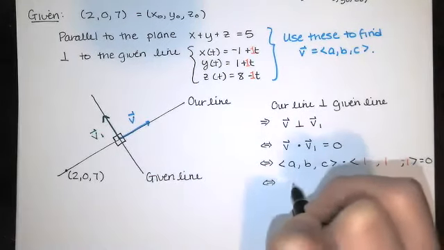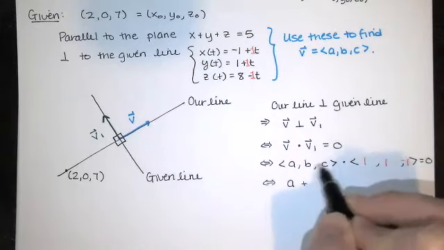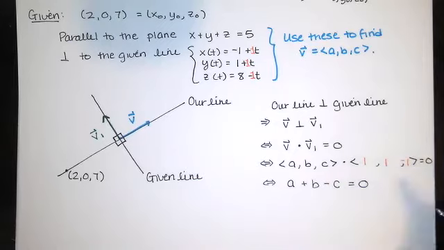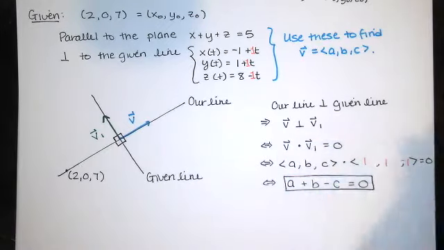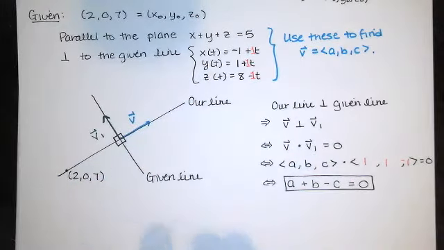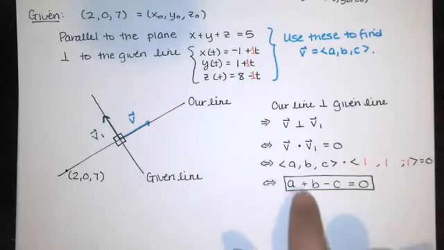So we have A times 1 plus B times 1 plus C times -1 must be 0. Now that's still not enough to get us A, B, and C, but it's a start. It's going to get us part of the way there. So that is what this piece of information tells us. It says, if our direction vector has components A, B, and C, we know that no matter what A, B, and C are, A plus B minus C has to be 0.